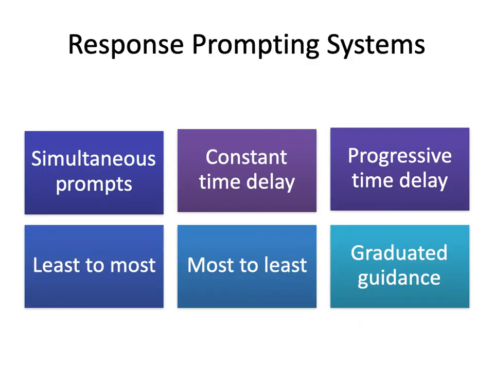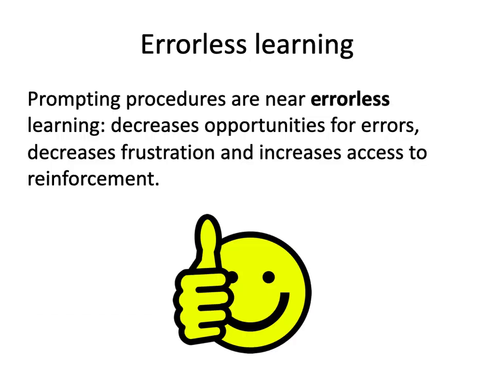Last week, we talked about least to most, most to least. Today, we'll learn about time delay system. Time delay system includes simultaneous prompts, constant time delay, and progressive time delay. The ultimate goal with this prompting procedure is for our student to learn without errors. So by providing systematic prompting procedures, we want to decrease opportunities for errors and increase access to reinforcement.